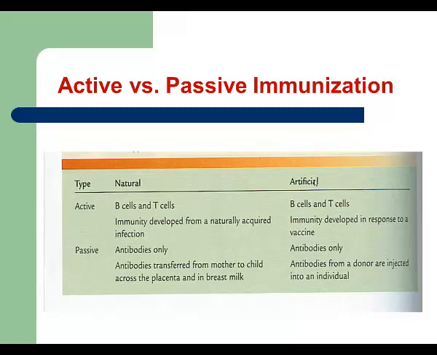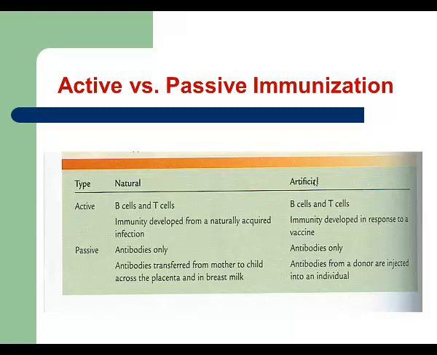Advantage of this type. Usually, active artificial immunity is pretty strong and long-lasting immunity. If it's not strong enough or not long enough lasting, then we perform what we call booster shots and make that immunity stronger.